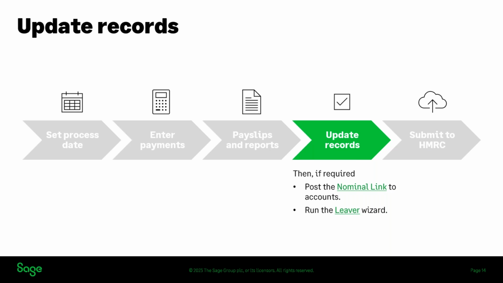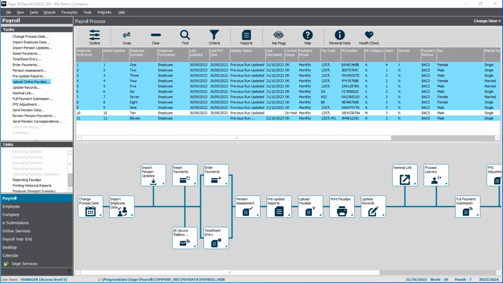That moves us on to our next step, and this is to update the records. So what this does is it confirms the current pay values, adds them to the employee history, so it becomes historical information. And then if required, you can post your payroll information to accounts using the nominal link, and you can deal with any leavers. So let's rejoin the demo and complete those next steps.